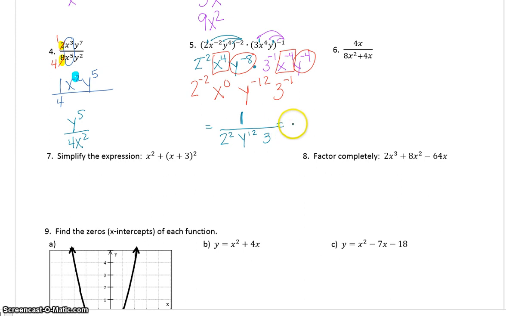We can go a little bit further. 2 squared is 4, and 4 times 3 is 12. So we have 1 over 12y to the 12th.